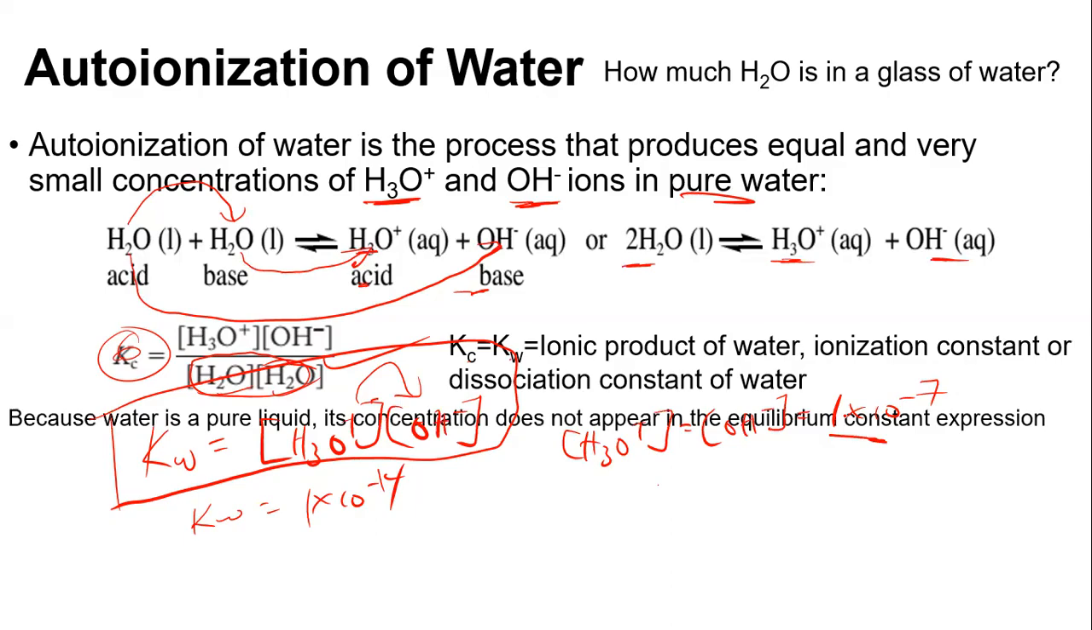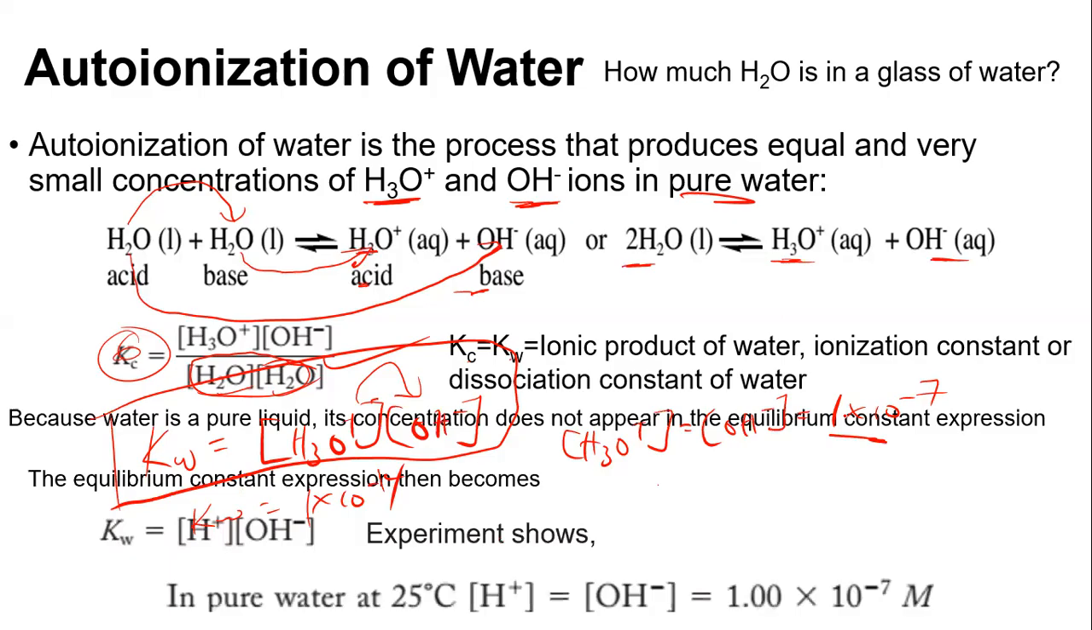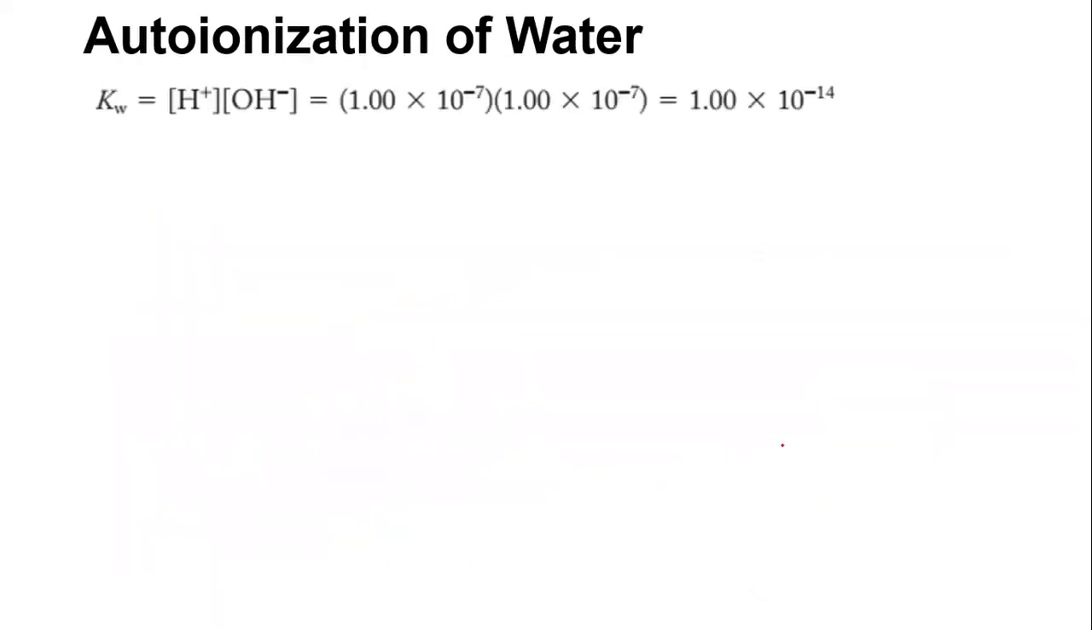Very simple, right? Good. So we are saying that because water is a pure liquid, its concentration does not appear in the equilibrium constant. Now, the equilibrium constant expression becomes Kw is this. Experimentally, we've realized that at 25 degrees Celsius, the concentration of OH- is the same as the concentration of the H+ ions, and that is 1 times 10 raised to the power -7 molar. Good. So this is it.